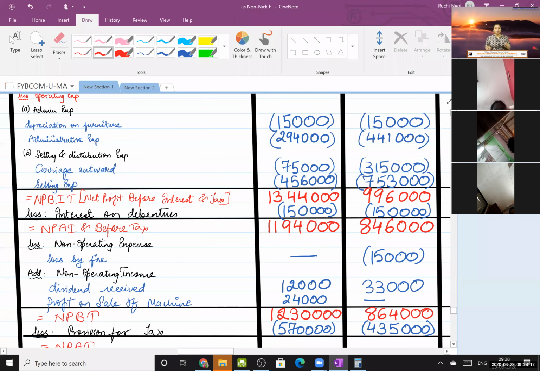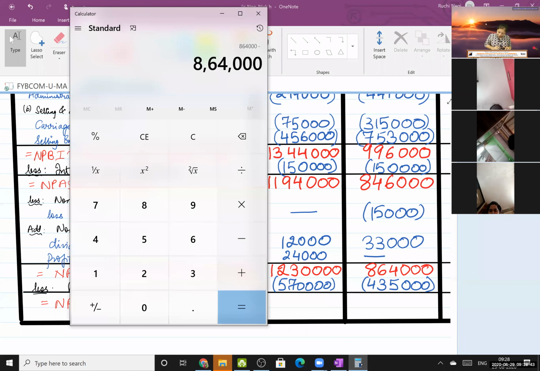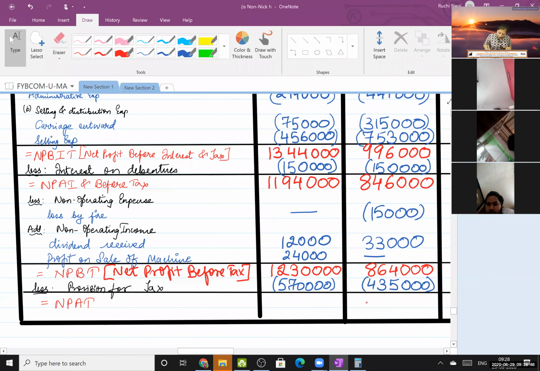Okay, what do we call this? Net profit before taxes. If you want, I'm writing it here. Net profit before tax. Okay, once you get NPBT, after that less provision for taxes or tax paid, it is the same thing. 8,64 minus tax 4,35. So the answer is 4,29.